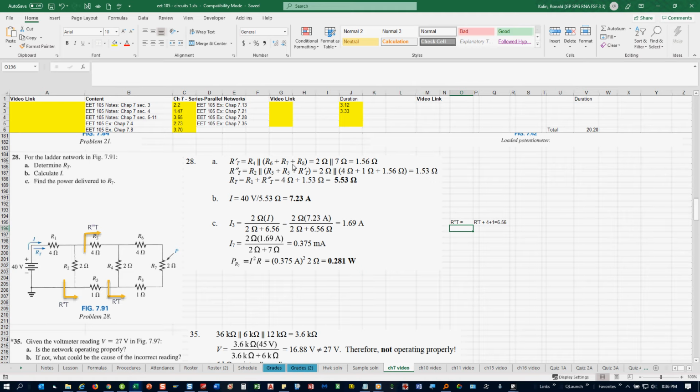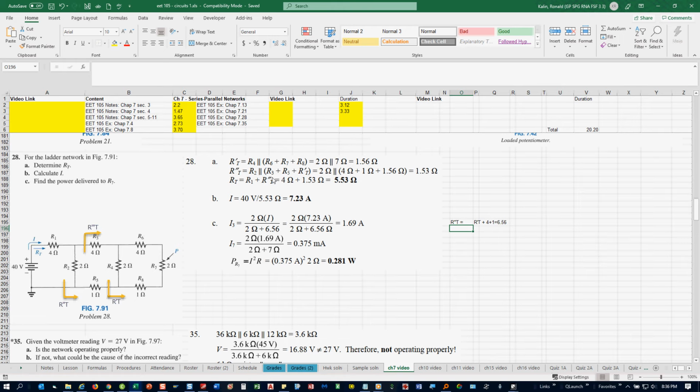That's what they did here in the parentheses. And then they took R4 in parallel with it, and they called that R sub prime t, or t prime. So 2 times 7 over 2 plus 7 equals 1.56. So then the next step is they took R double prime t, which is going to be these four resistors, which is R prime t, added to R3 and R5 in parallel with R2.